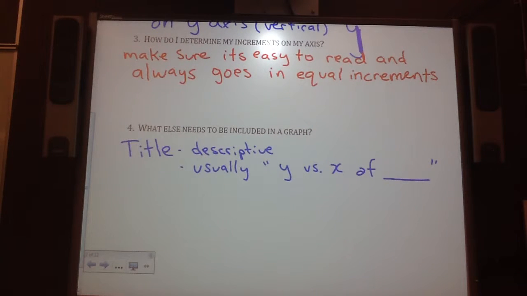For example, I would say it's the distance versus time of a car. That would be the title. So on our graphs, that's what we should have chosen, something like that. Distance versus time of a car, or transmission versus distance of a car, right? Okay.